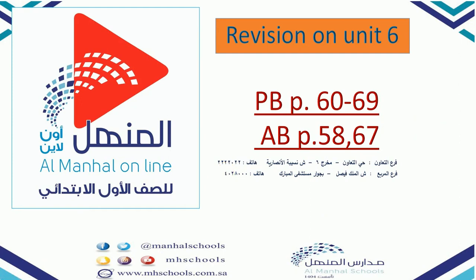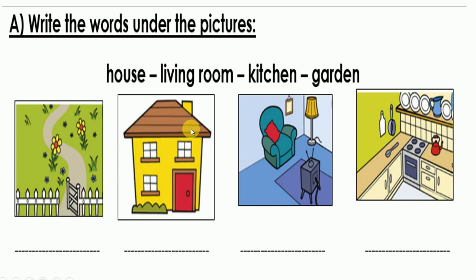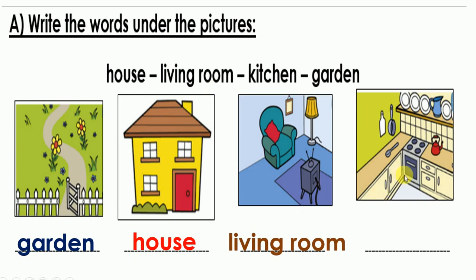In your booklet, worksheet number 4, write the words under the pictures. Let's read these words first, then you have to write them under each picture. House, living room, kitchen, garden. What's number 1? Number 1 is a garden. Number 2, a house. Number 3, living room. The last one, kitchen.